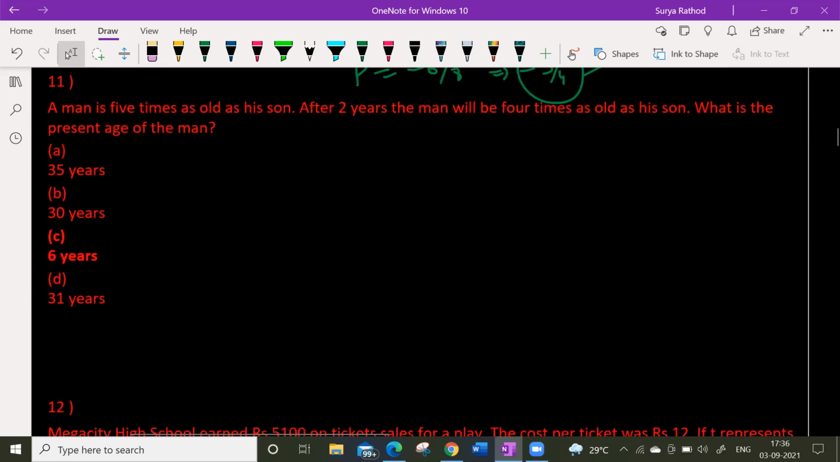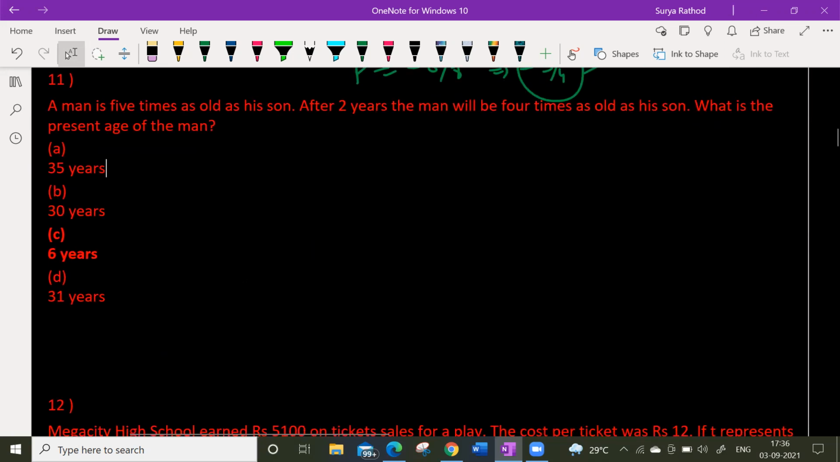Tell me. A man is 5 times as old as his son. After 2 years, the man will be 4 times as old as his son. What is the present age of the man? Sir, is my answer correct, sir? Yes. Can you please tell me, a man is 4 times as old as his son after 2 years? So what is the present age of the man?